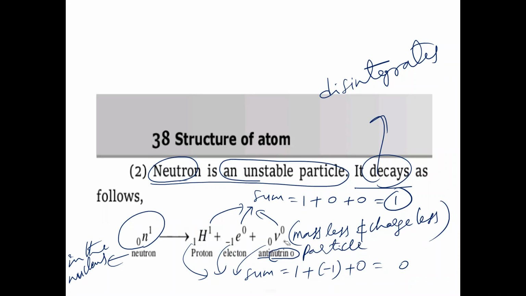Is that clear? So this is one of the disintegrations, the decay of the neutron. The neutron in the nucleus will break down into a proton and an electron. Whenever a neutron in the nucleus is dissociated, one proton particle and one electron particle are produced, along with an anti-neutrino. This point we have to understand. Take a screenshot of this one.